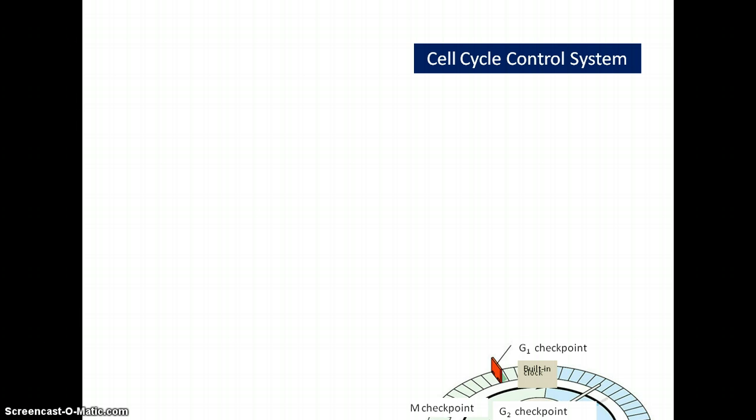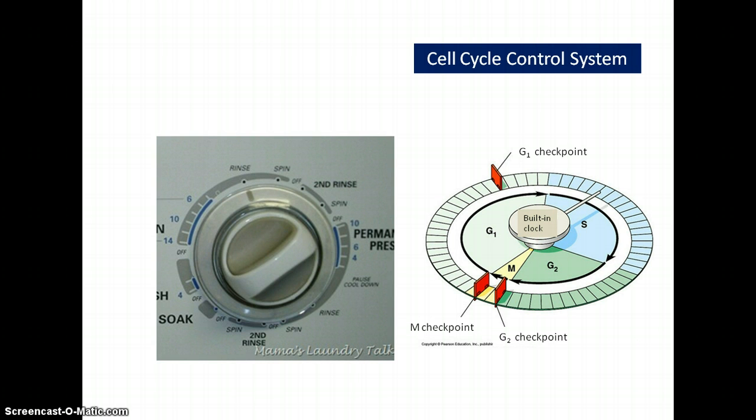This is evidence for the cell cycle control system, which is a set of molecules in the cell that both start and coordinate major events in the cell cycle. Think about the cell cycle control system like a dial on an old washing machine. Once you start the washer, the timing device keeps it going until it hits a stopping point, like the second rinse option, for example.